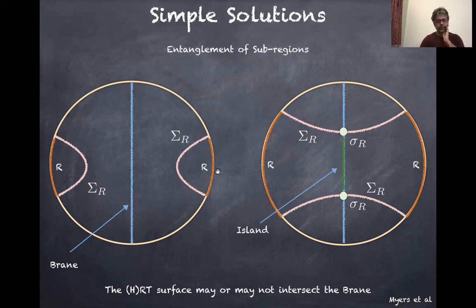It's a well-defined question, and we know that the RT prescription, or more precisely the HRT prescription, basically tells us that given these boundary subregions, I have to compute the space-like extremal surface area, which will give me the entanglement entropy.